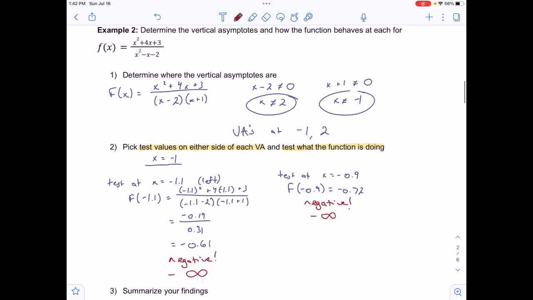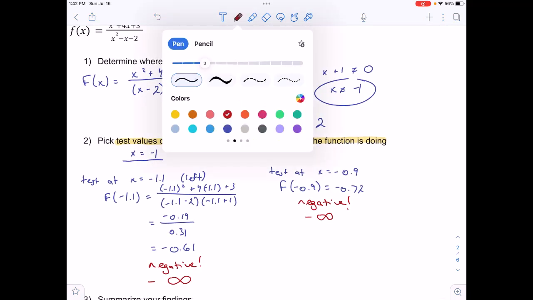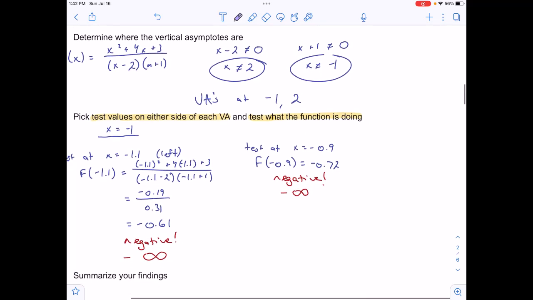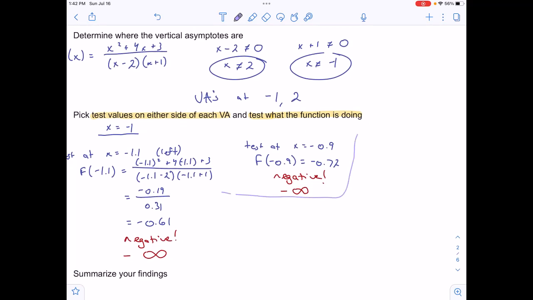Okay, we're going to repeat this now for our second vertical asymptote. We need to test again for 2. Okay, I'm going to do this over here. For x is equal to +2, I'm going to test a little bit to the left, so I'm going to test at 1.9, and I'm also going to test at 2.1. I'll write x equals 2.1.